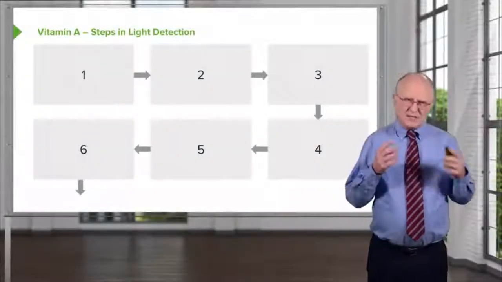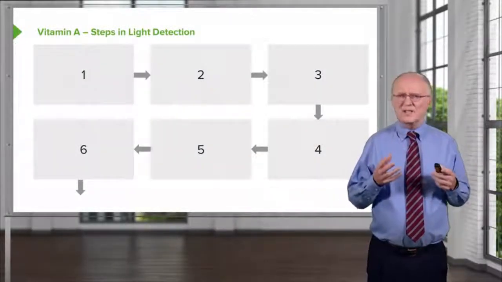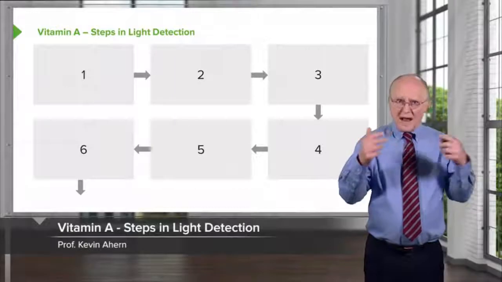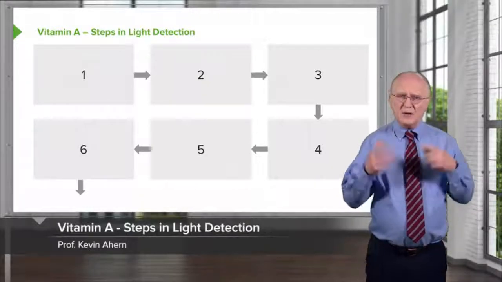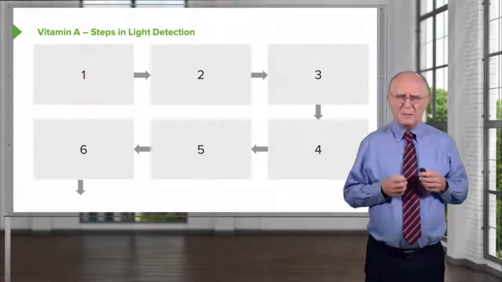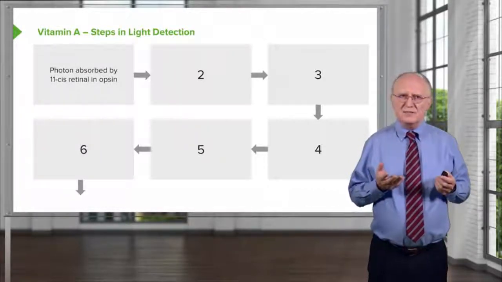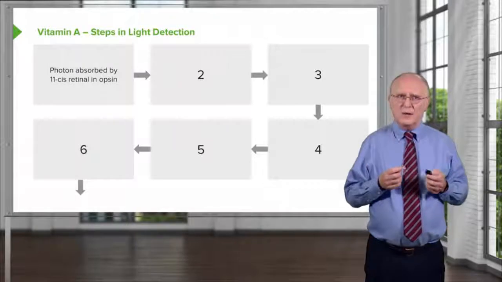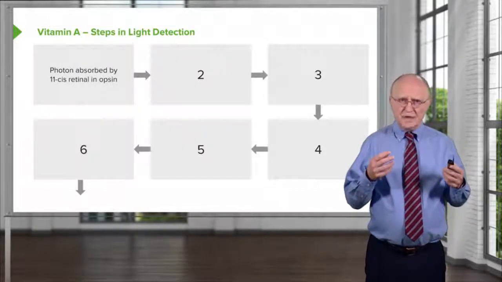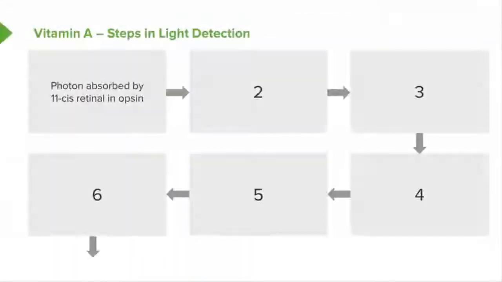Now, as I said, this is a complicated process, so first I'm going to step you through a description of what happens inside of the eye cell, and then I'll show you a representation of what's actually occurring. The first step in the process involves absorption of a photon of light by the 11-cis retinal that's contained in the opsin. Now, if this is a rod cell, that's rhodopsin. If this is a cone cell, it's photopsin.